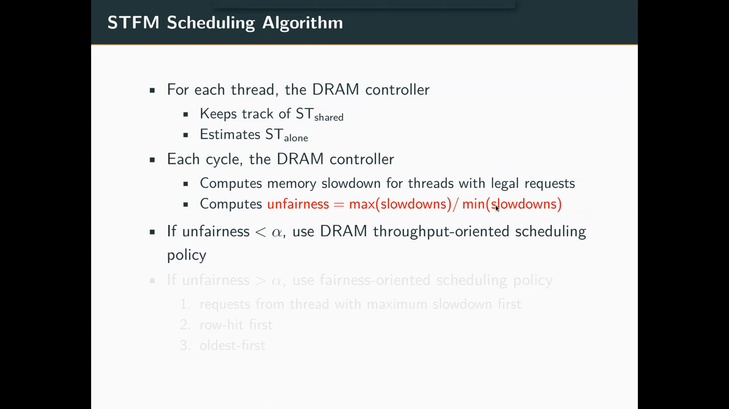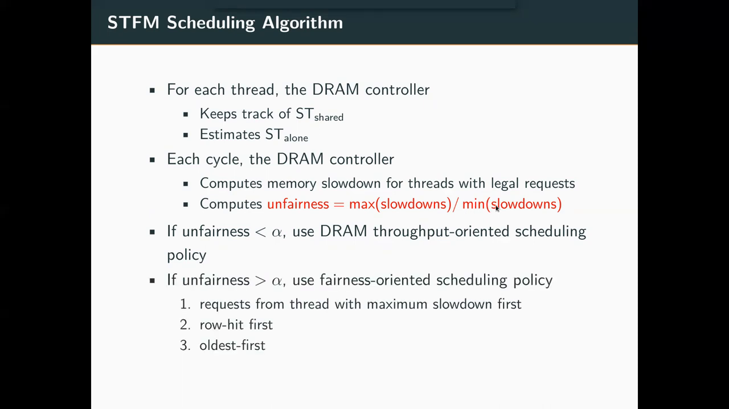What we then do is we check against some alpha, some number that we deem as our kind of unfairness threshold. It doesn't really matter what it is, but we'll just call it alpha. And if the unfairness is less than that, then we just keep going with our original DRAM throughput-oriented scheduling policy, meaning that we go ahead and prioritize row buffer hits.